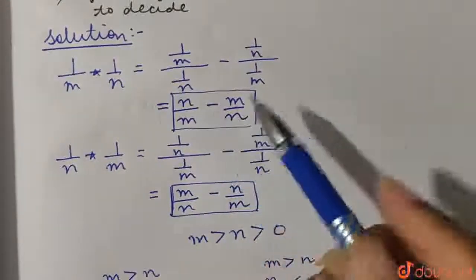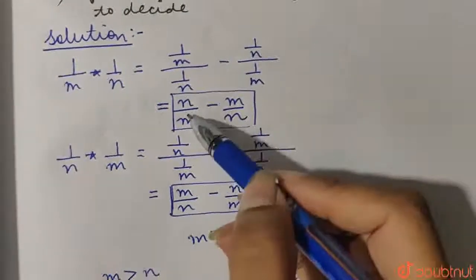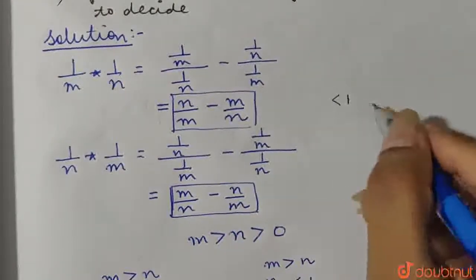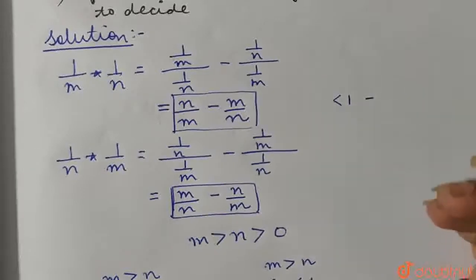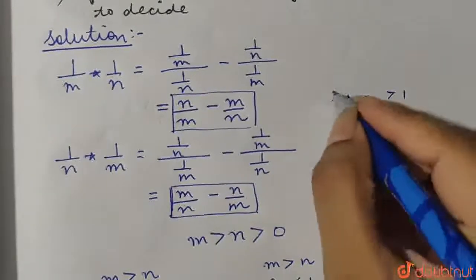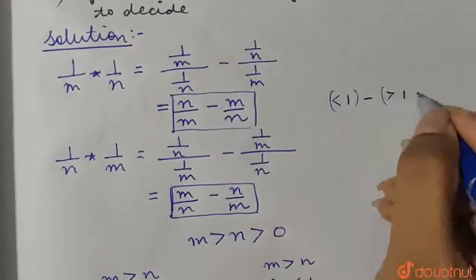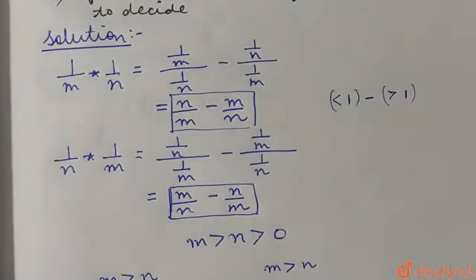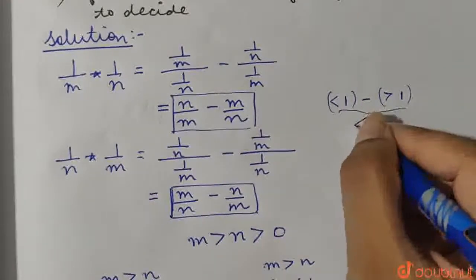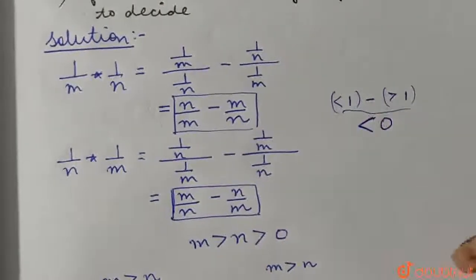Now N by M. Since N by M is less than 1, this quantity is less than 1, and then we subtract it from a quantity which is greater than 1. So a quantity which is less than 1 subtracted from a quantity which is greater than 1. So obviously this whole result will turn out to be a negative number.